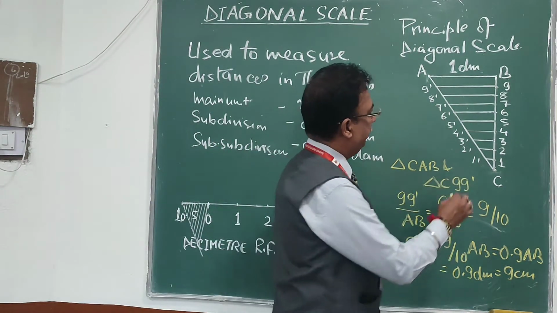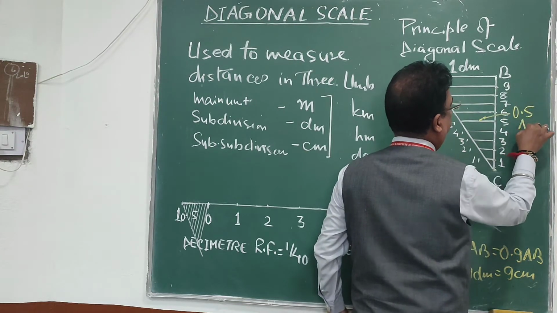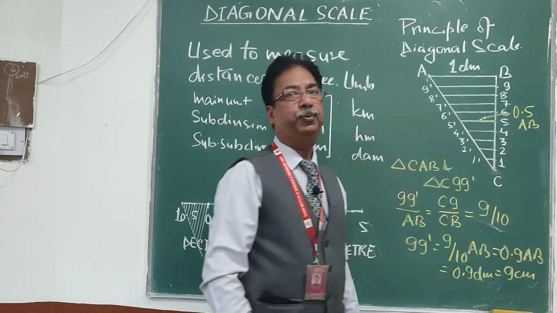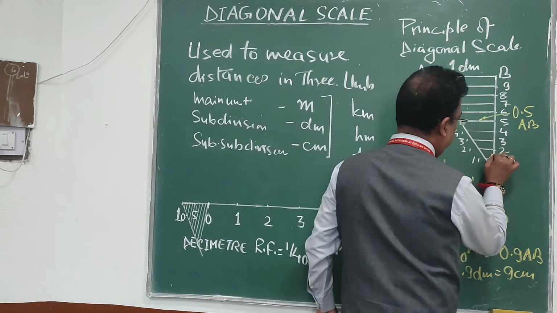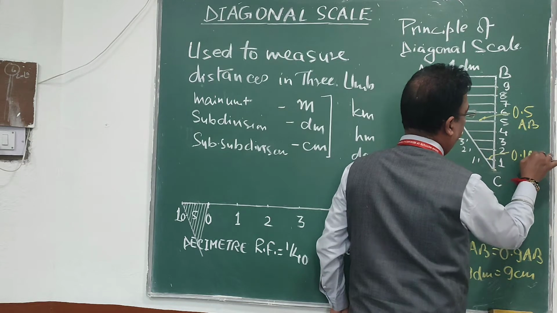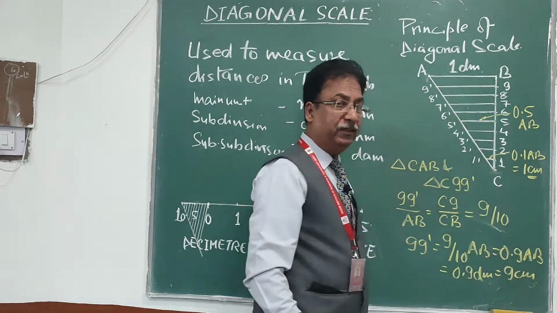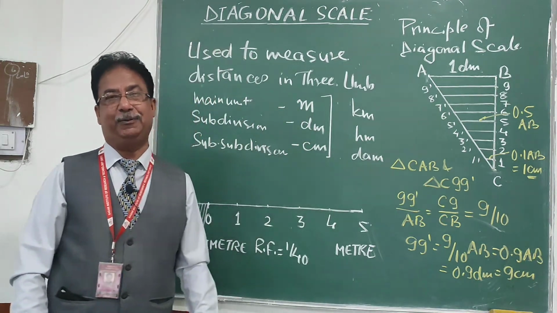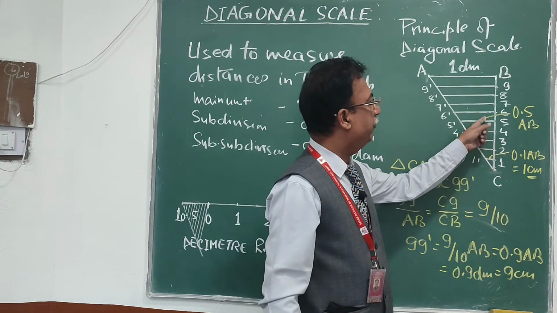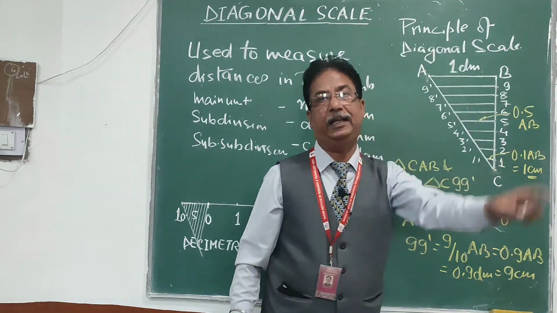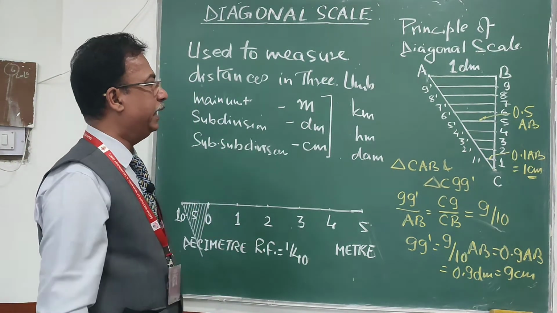Same logic, if you go for this 5 5 dash, this will be equal to 0.5 AB. 0.5 AB means 0.5 decimeter, that is 5 centimeter. And the last one, this 1 1 dash will be equal to 0.1 AB, that is 1 centimeter. So in this way I got 1 centimeter length. So not only 1 centimeter, this is 1, this is 2, 3, 4, 5, 6, 7, 8, 9 and finally again 10 centimeter, that is equal to 1 decimeter. So this is the concept of diagonal scale.